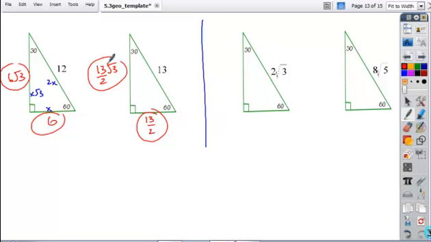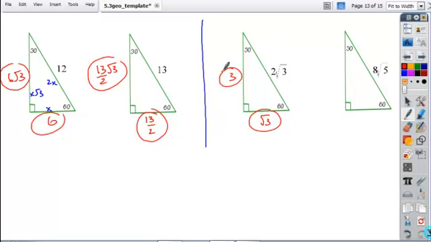Now, again, it complicates it a little bit more when you're dealing with radicals, but not that much more. We're still going to just divide by 2 to find the shorter leg. So 2 root 3 divided by 2 leaves root 3, and then root 3 is our shorter leg, so what are we going to do to it to find the side opposite 60 degrees? Multiply by root 3, so root 3 times root 3 is 3.